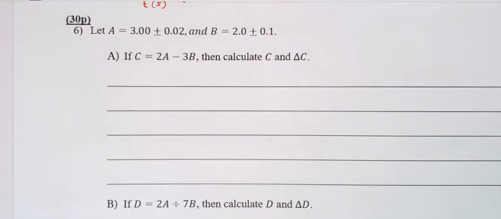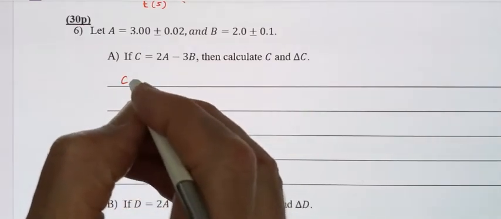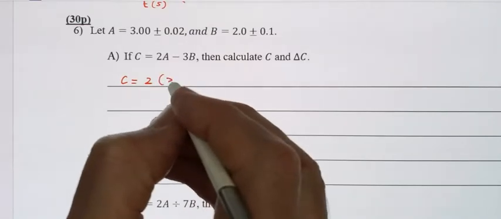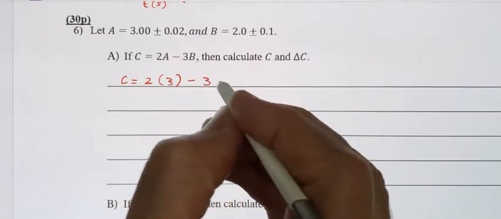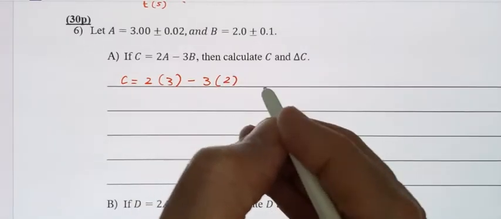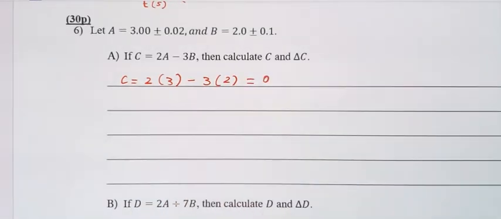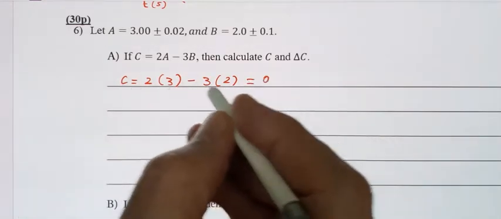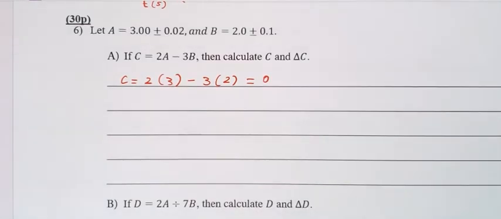Let A be equal to this, let B be equal to this. If C is equal to A minus 3B, then calculate C and its error. So first we write the equation, 2 multiplied by 3 minus 3 multiplied by 2. Oh, it's 0. Can we have a 0 answer? Of course. Of course, this has a very little mark because we are not in grade 6 or grade 7.